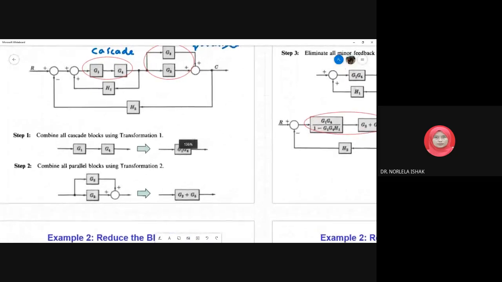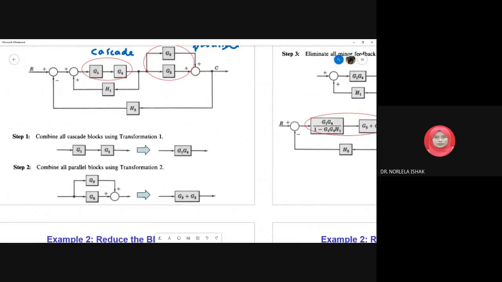Step 1. You can solve step 1, combine or cascade, so you can get G1 multiply with G4. Okay, we finish this one. And then just now is parallel, G2. You can see the sign here, plus, plus, meaning we get plus here. This is like a mathematics operation. If they give plus, you make it plus.